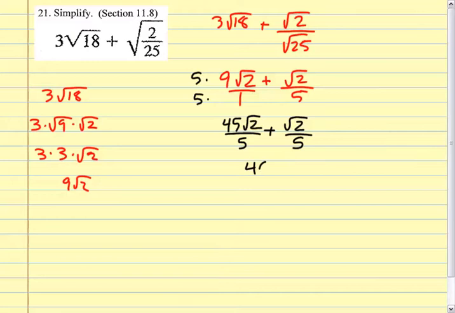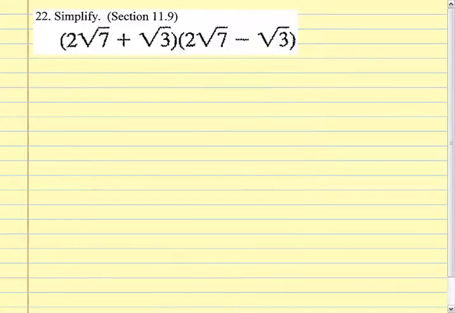So that's going to give me 46 root 2 over 5. Done. I can't reduce 46 and 5. They don't have a common factor. Okay? All right. Let's look at the next one.